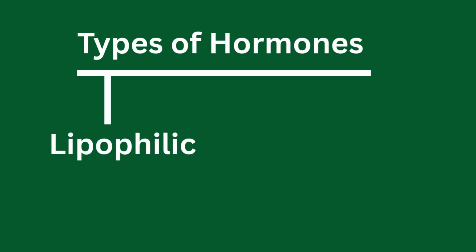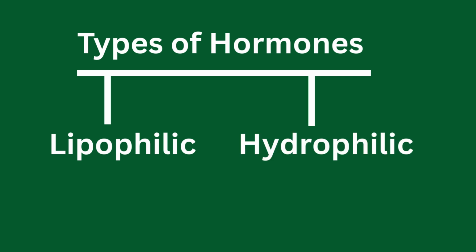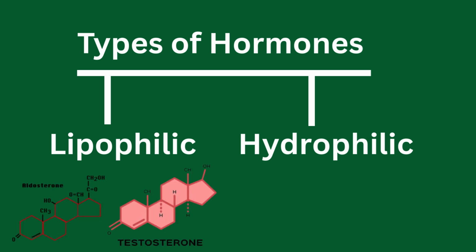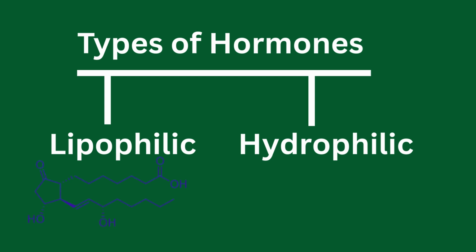Types of hormones based on their chemical properties. Lipophilic, that is lipid-soluble hormones. Hydrophilic, that is water-soluble hormones. Lipophilic hormones include steroid hormones, for example aldosterone, cortisol, testosterone, or fatty acid-derived hormones like prostaglandin and leukotriene, derived from arachidonic acid.